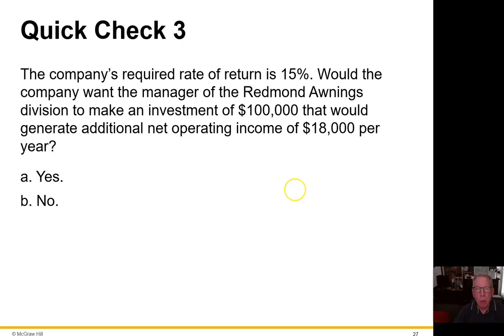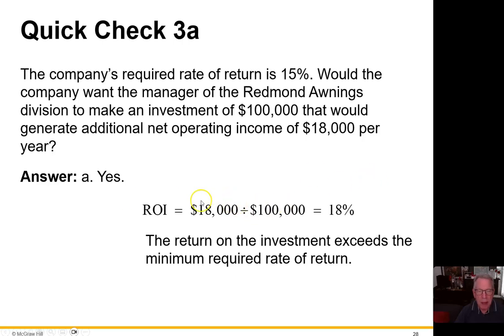So the company's required rate of return is 15%. Would the company want the manager of Redmond Onyx division to make an investment of $100,000 that would generate additional operating income of $18,000? Sure, they would. It's an 18%. 18,000 divided by 100,000. And that exceeds the minimum required rate of 15%. Okay, you can see the dilemma between that.